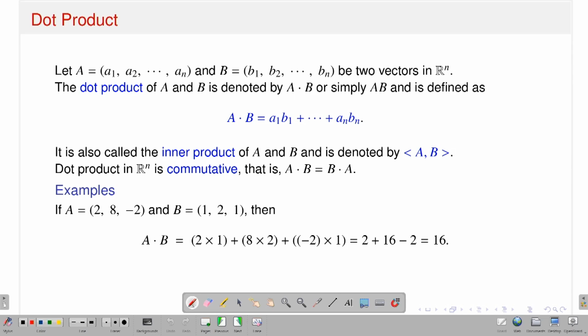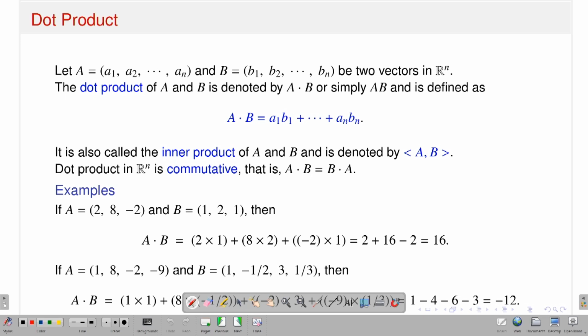Examples. First example, I take two vectors in R3. A is equal to 2, 8, minus 2. B is 1, 2, 1. Then A dot B: first I do coordinate-wise multiplication, 2 into 1, then second coordinate 8 into 2, then third coordinate minus 2 into 1, and sum them, which gives 16.